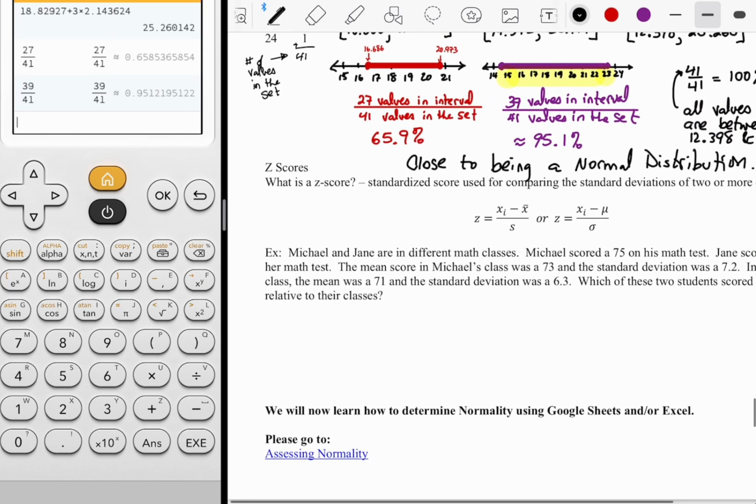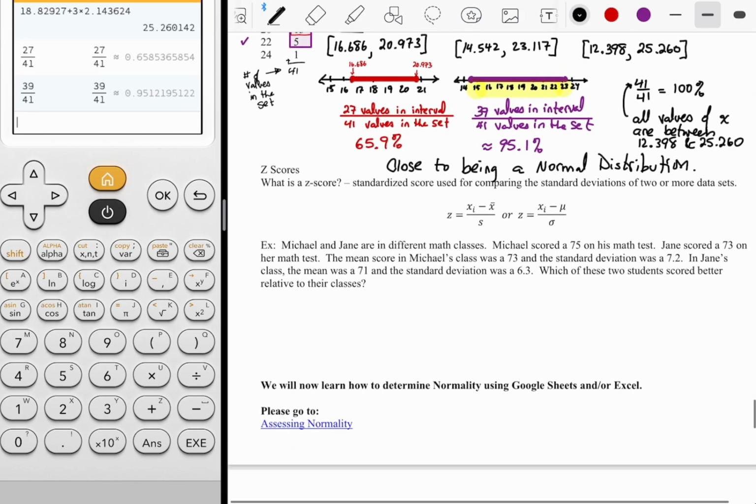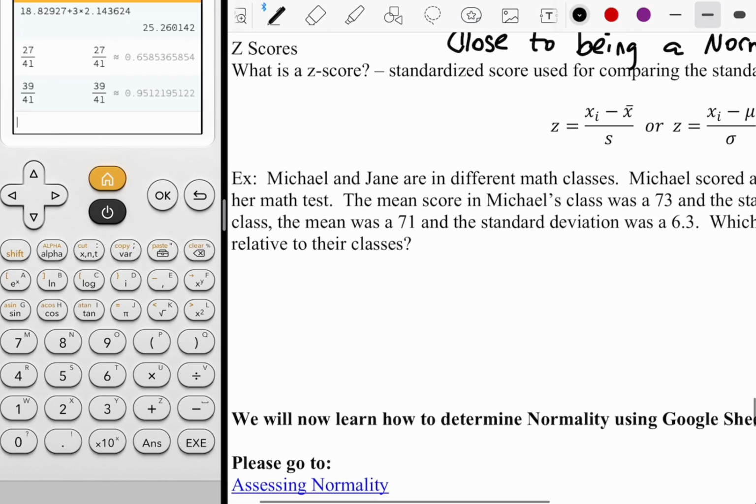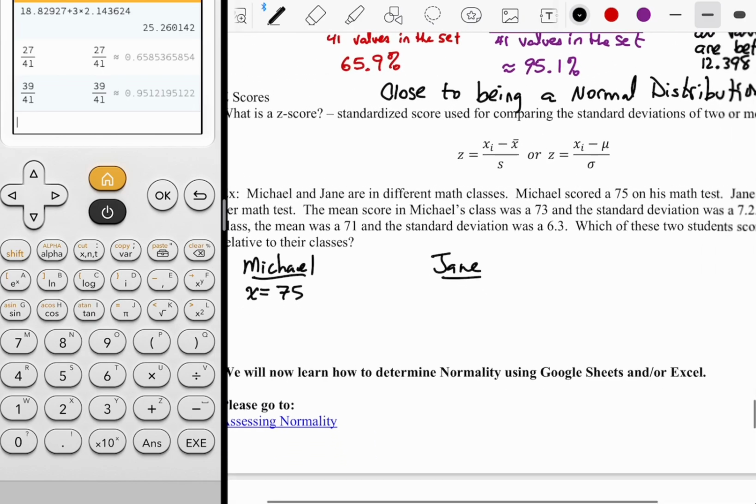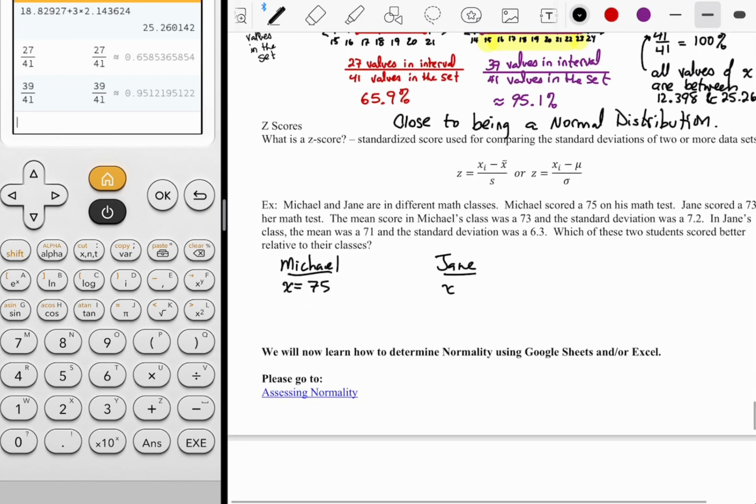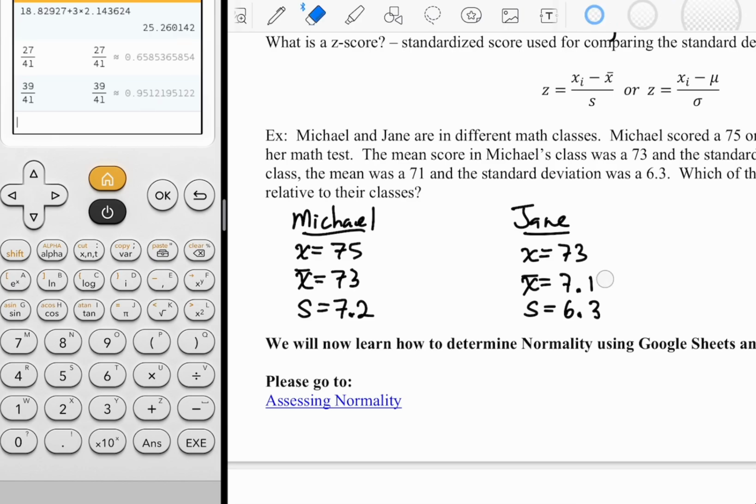So I gave basically the same example. Michael and Jane are in different math classes. I stuck with math. Michael got a 75 on his math test, so we'll label this Michael and Jane. All right, so his score was a 75. Jane got a 73. The mean score in Michael's class was 73 with a standard deviation of 7.2. In Jane's class, the mean was a 71 with a standard deviation of 6.3.